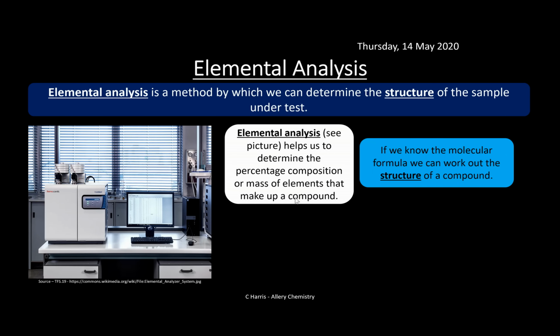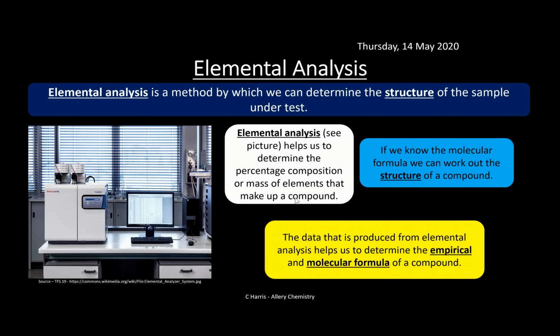If we know the molecular formula, we can actually work out the structure of the compound using a machine like this. And basically the data that's produced from the elemental analysis can help us to determine the empirical and molecular formula of a compound as well. So elemental analysis helps us determine the percentage composition of mass of elements that make up that compound.